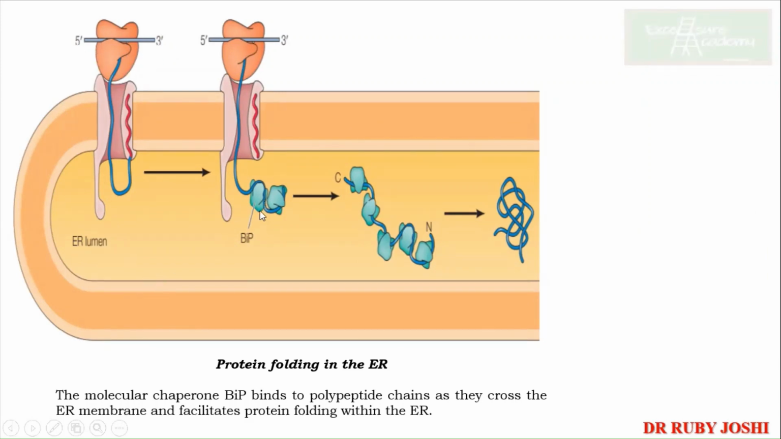As soon as the nascent polypeptide chain is coming into the lumen of the ER, this BIP protein comes and binds to it. Now together, you can see so many BIP proteins come and bind and result in the proper folding of the protein.